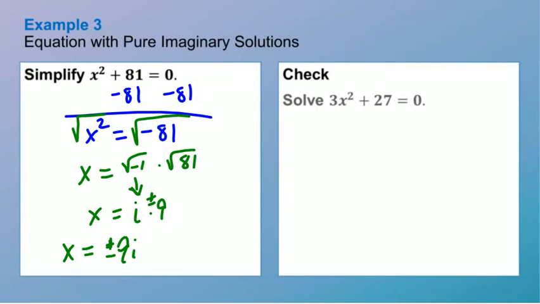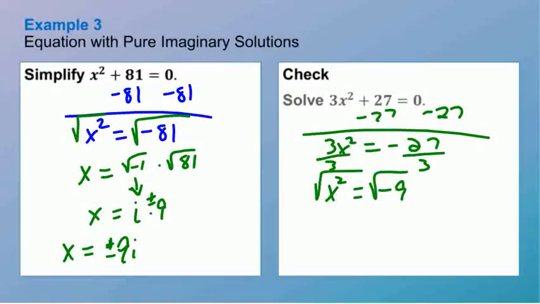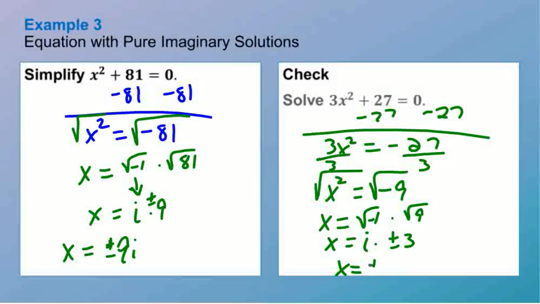Next one, solve this one. So we're going to subtract 27 on both sides. We now have 3x squared equaling -27. Divide by 3. I now have x squared equaling -9. Find the square roots of both sides, and I'm left with x equaling square root of -1 times the square root of 9. So this will give us i times a positive and negative 3 equals x. So x would equal positive and negative 3i.